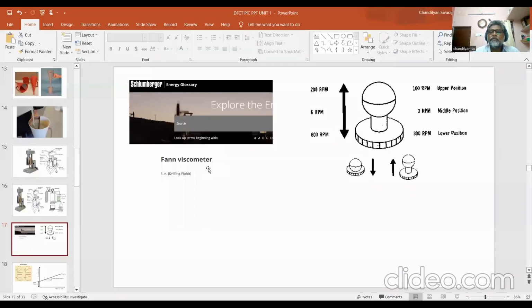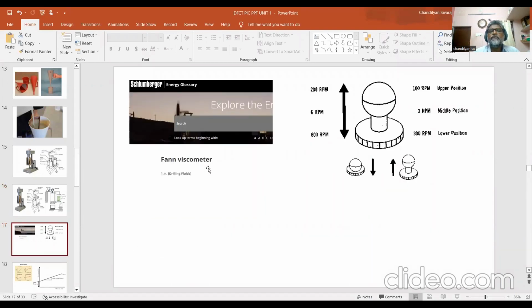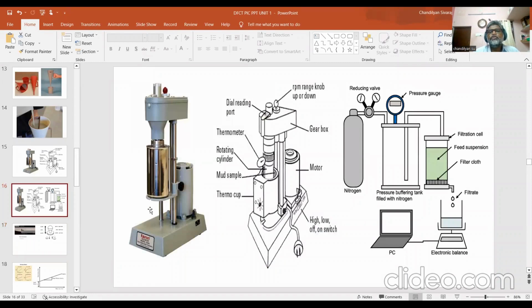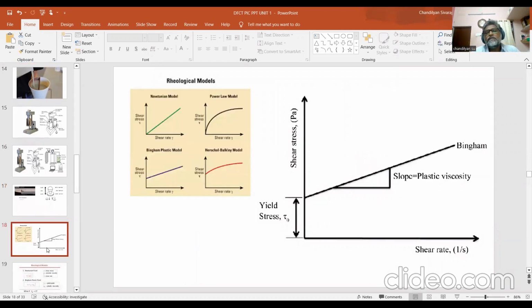This is a fan viscometer given by Schlumberger. How do they define a fan viscometer? It is an instrument to measure the viscosity of the drilling fluid as well as the cementing fluid. Let's talk about the fluid mechanics here. I'm not going to get into the power law model or the other models. What we require right now is the Bingham plastic model.